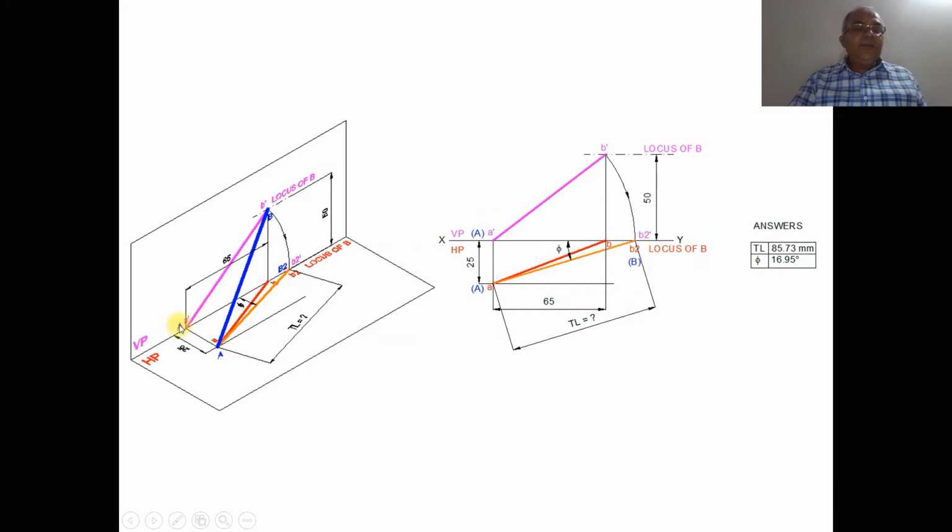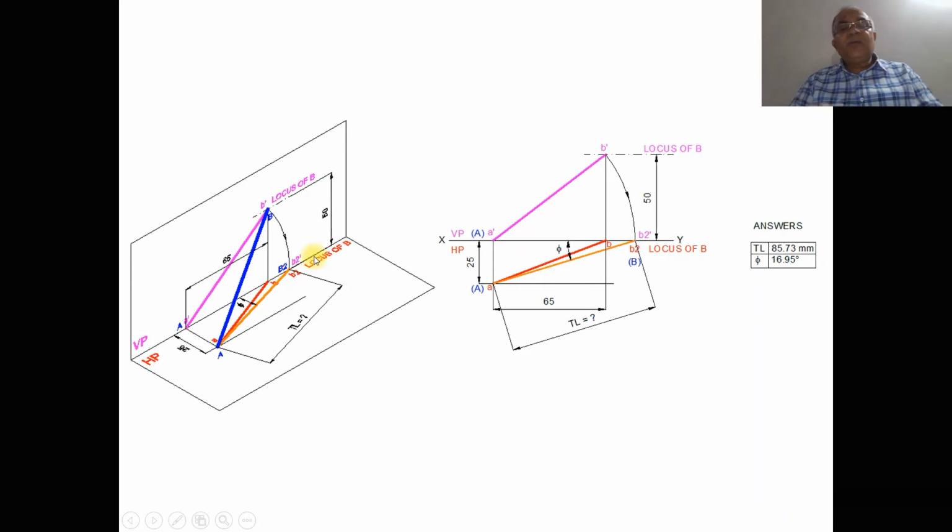So obviously, when you look from the front view, A dash B2 dash is the line which is parallel to VP, so parallel to HP. Therefore, you are getting the true length in the horizontal plane. That is, small AB2 is the line which will be the true length.